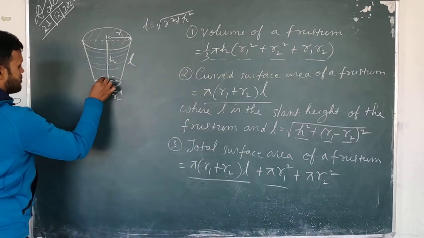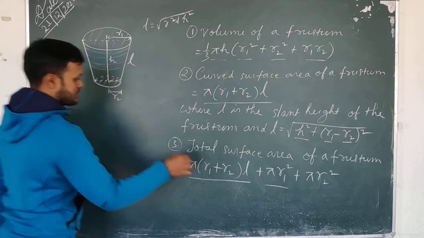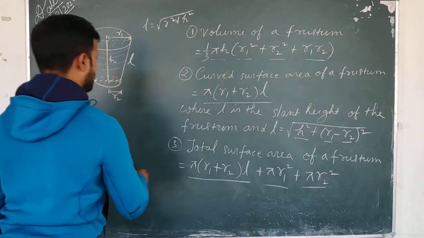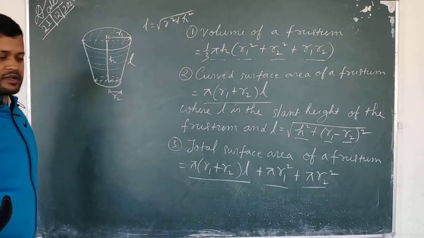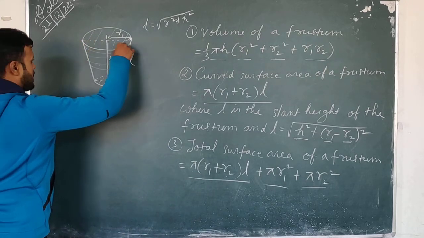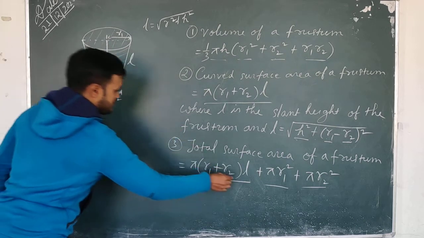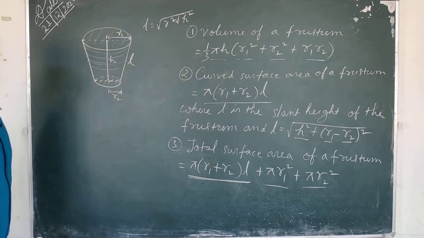And lower part also one more circle is there. What will be the area of this lower circle? Pi r2 square. So we will get the total surface area of the frustum. Total surface area of the frustum is the curved surface area, this much. This is the curved surface area of the frustum.